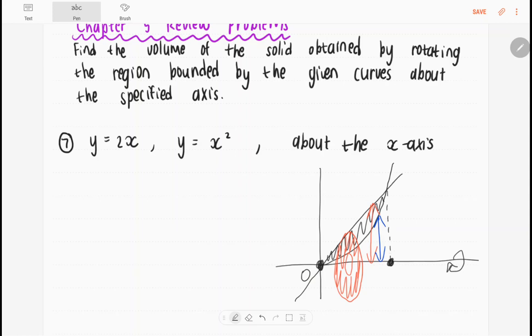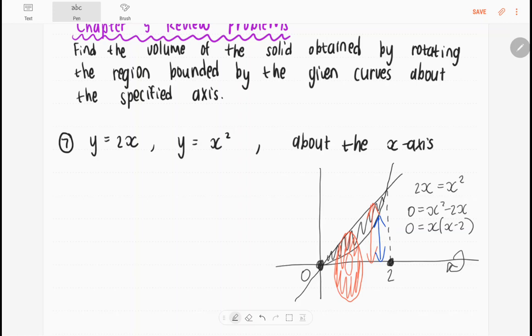To find where they intersect, we set them equal to each other. So we have 2x equals x squared. And that we can write as 0 equals x squared minus 2x. So we have 0 equals x times x minus 2. So that means that they intersect at 0 and 2, right? So this value here is 2.